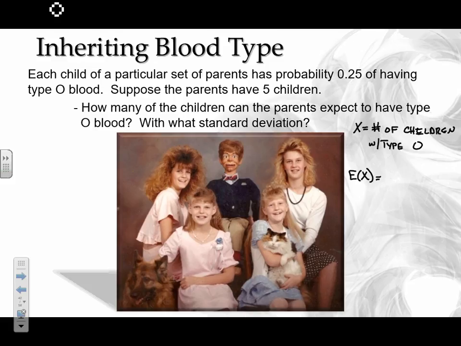N times P. So how many total trials do we have? 5. There are 5 children. What's the probability that they have type O blood? 0.25. So how many total children should we expect to have type O blood?